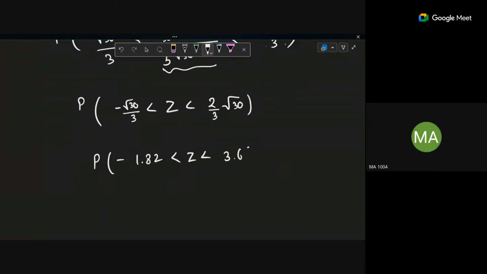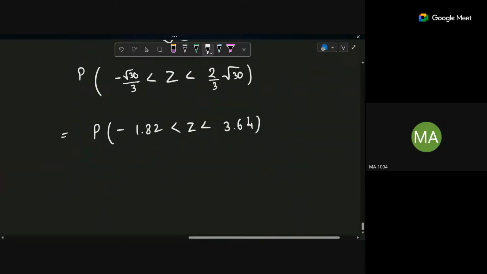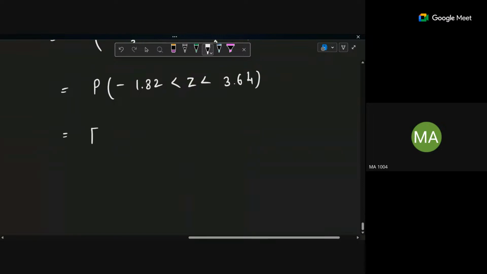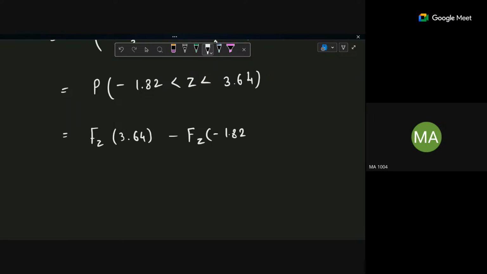3.64. Okay, I approached. So what is this? Once we have a probability that z is lying between some value a to b, how do we write this? F of b minus F of a. Okay, that's it. And was this value given to you? No, the options themselves were there. So there is an option A similar to this. That's all. Is there any doubt regarding this particular one?